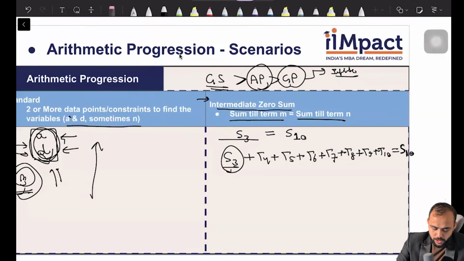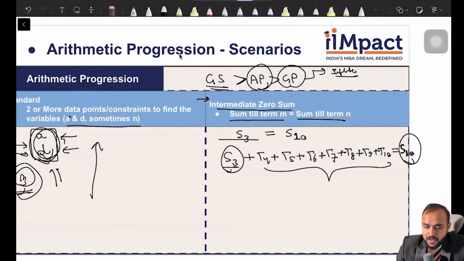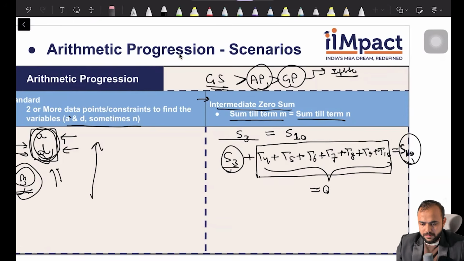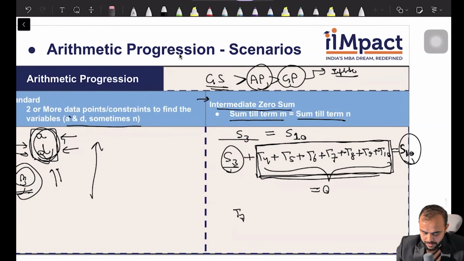Now, if this is equal to this, can I say this part, the sum of terms from term number 4 to 10, is going to be 0? This is going to be equal to 0. And when this sum is equal to 0, is this not in itself an AP? This is a section we have categorized separately, but any subset of an AP would also be an AP if you take continuous terms. So would that not mean that the average, or the sum of these 7 terms, would actually be T7 into 7?